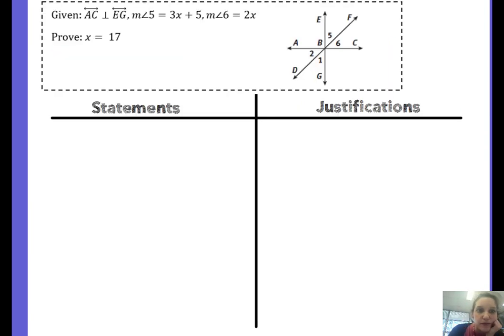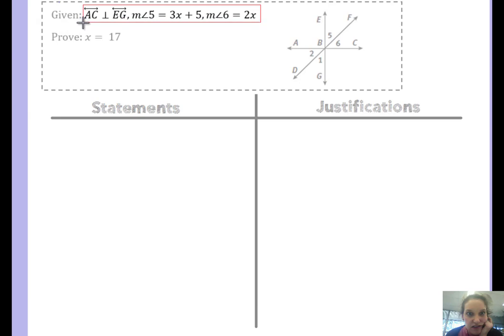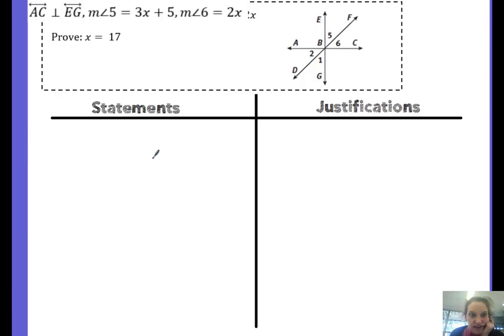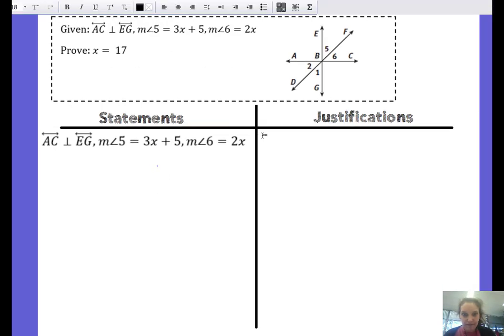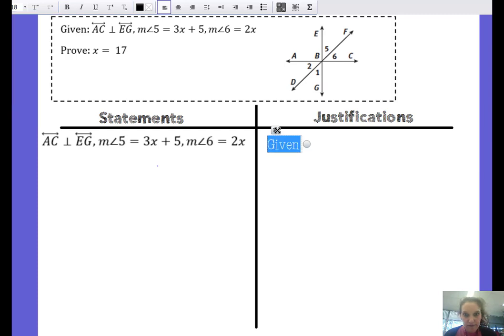So here is a proof. So I am just going to cheat a little bit, and I'm going to snip the given. So sneaky, Miss Briscoe. So here's your given. Change my font. Okay. First step is the given.